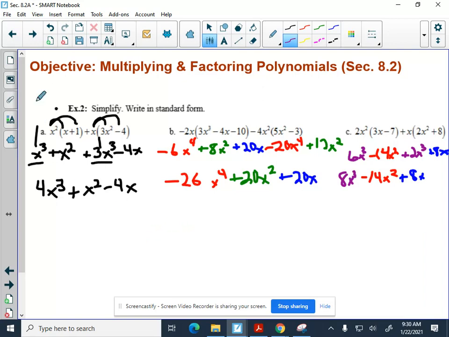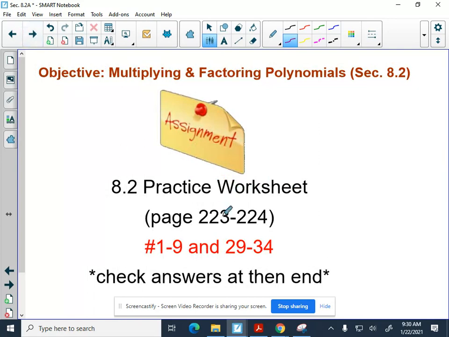Okay, so the part that goes along with this, the 8.2 worksheet, we have this worksheet, I believe, and it's just these numbers. So look on 8.2. We're going to keep this worksheet. We're going to do problems 1 through 9. So you can look at problems 1 through 9. And then look on the back of the worksheet, and you're going to do 29 to 34.